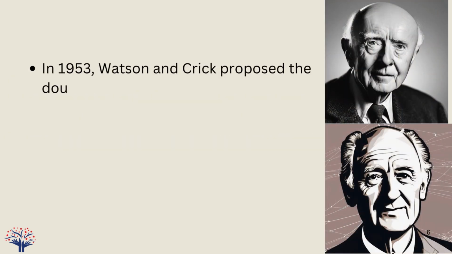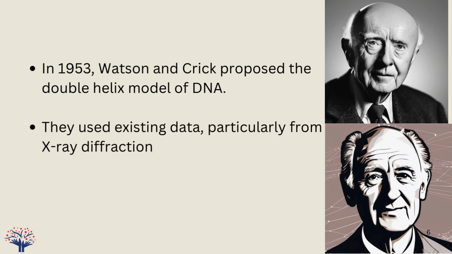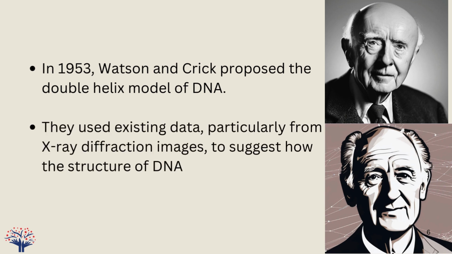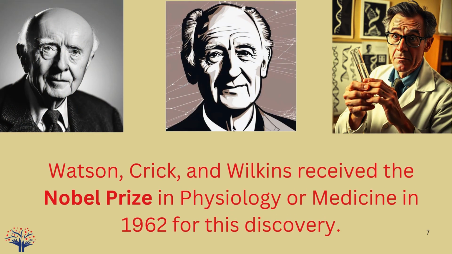In 1953, Watson and Crick proposed the double helix model of DNA. They used existing data, particularly from X-ray diffraction images, to suggest how the structure of DNA could carry genetic information. Watson and Crick, along with Maurice Wilkins, received the Nobel Prize in Physiology or Medicine in 1962.